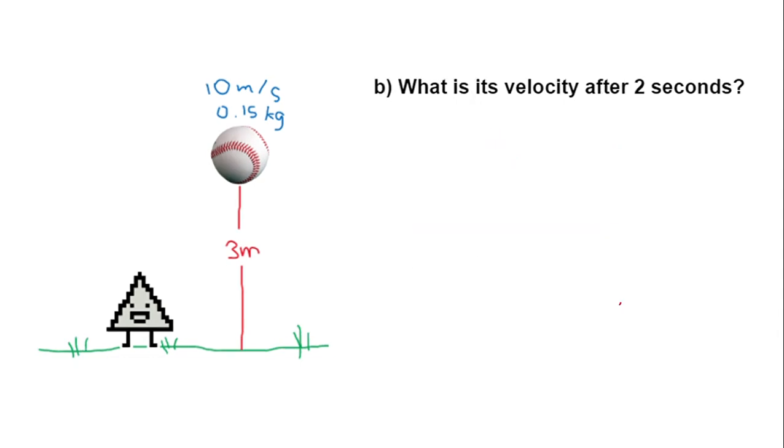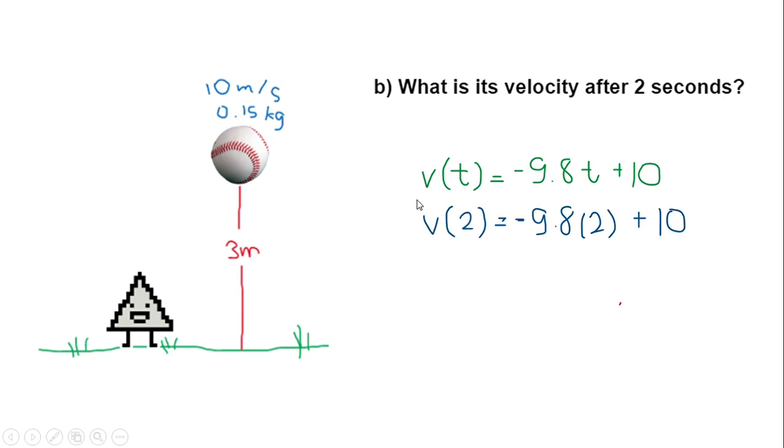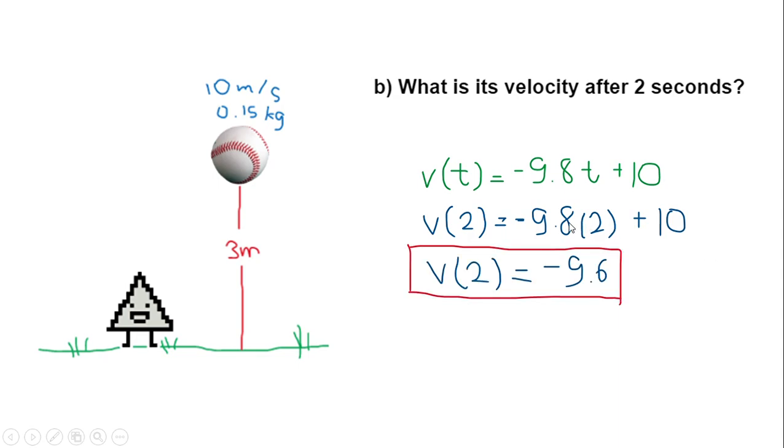Now we can use this equation to find out the velocity of the baseball after 2 seconds. So we have this equation that we got before, and all we have to do is replace t with 2. So t equals 2. So v, when t equals 2, equals minus 9.8 times 2 plus 10. So its velocity after 2 seconds is minus 9.6 meters per second.